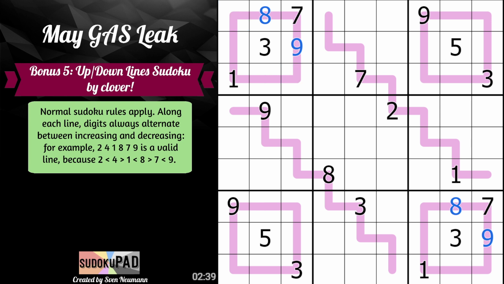I might need to start pencil marking this. Let me make sure I understand this. 2, if we decrease, it doesn't work. So increase, decrease. Oh, wait, 3 doesn't work, but 7 does work because from 7 we need to increase. Let me double check. 2 definitely we can't decrease, so we must increase. That means we need to decrease. That means we need to increase. That means increase in this direction is the same thing as increasing this direction. This must be an 8, 9 pair.